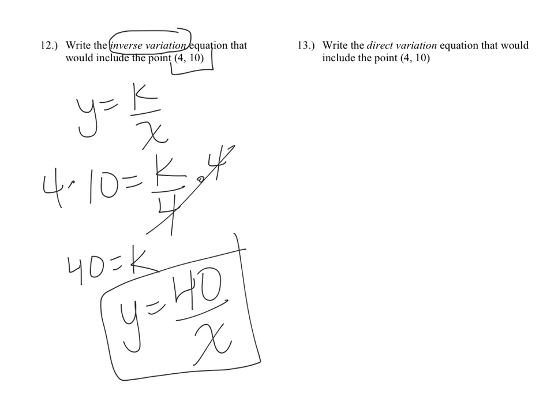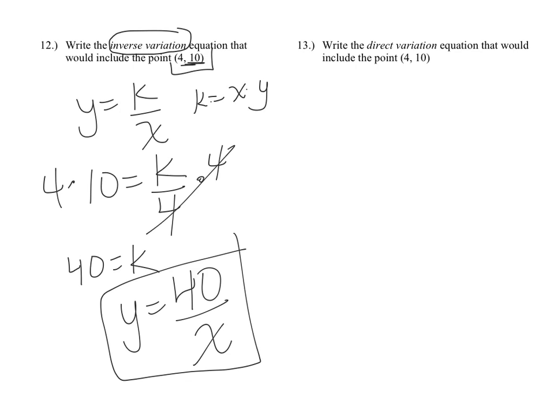Done. Okay? If you can remember that you have to find the constant by multiplying x times y in a problem like this, go ahead and do it. Multiply 4 times 10. You have your constant and you know where it goes in the equation. That's totally fine. Or you just start with the equation that you know it has to end up in.